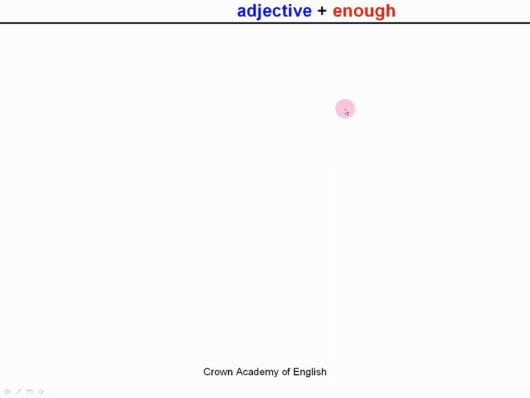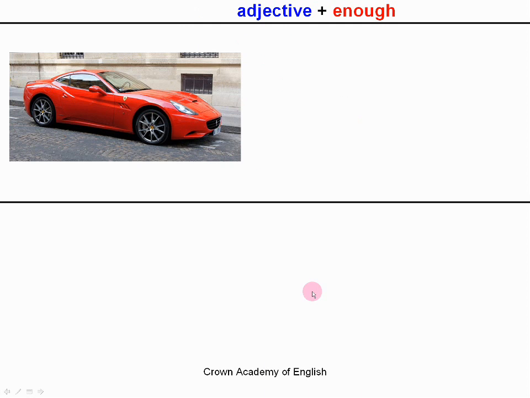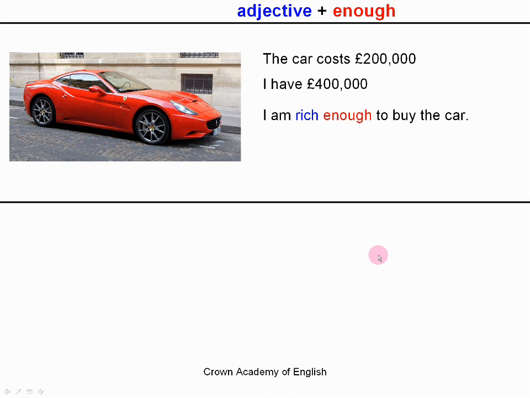Now let us look at some examples. This time we will look at enough with an adjective. The car costs £200,000. I have £400,000. So that means that I am rich enough to buy the car. I am rich enough to buy the car.